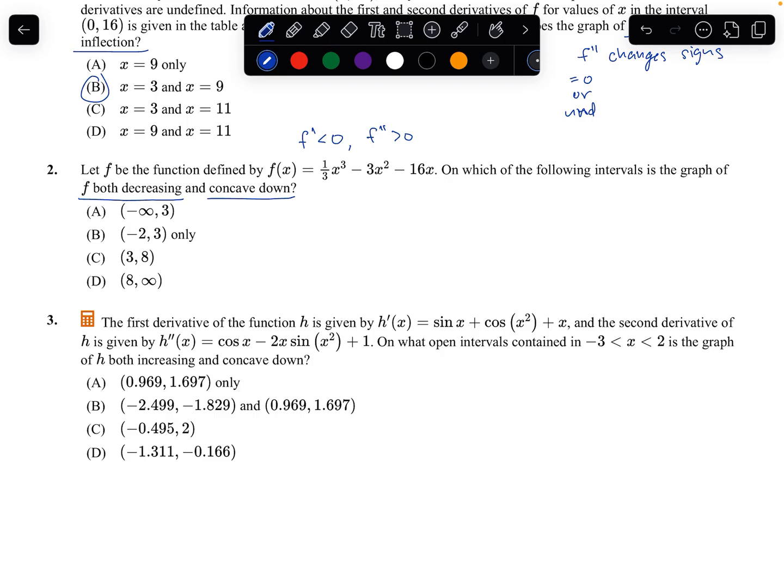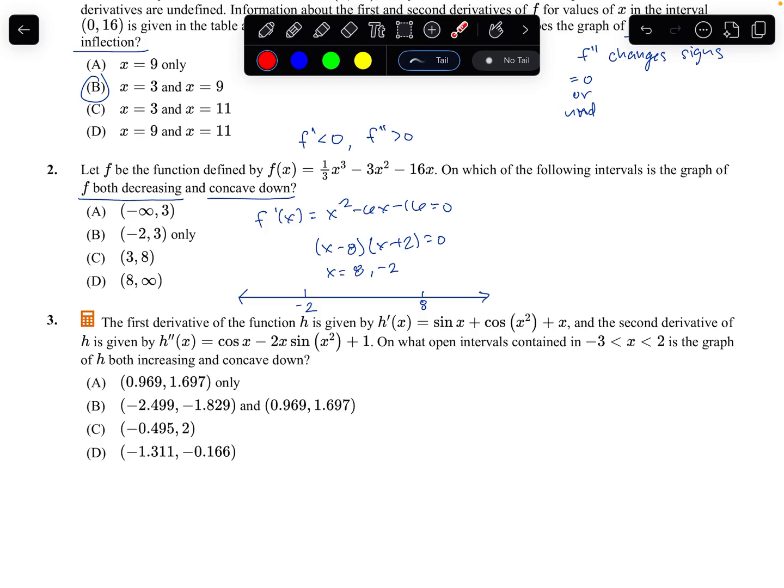So we have the graph of f, so I'm going to start by finding f prime. So f prime of x is going to be equal to x squared minus 6x minus 16. And then I'll set this equal to 0. I'll factor it. I'll get x minus 8 and x plus 2. So I got x is equal to 8 and negative 2. Then I'll make a number line, and I'm going to analyze the intervals between these zeros, so negative 2 and 8. Let's test some values in between them.